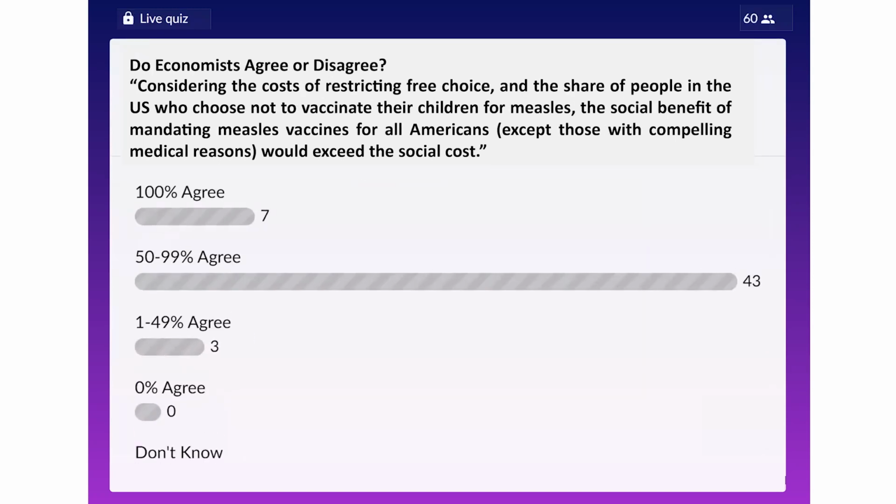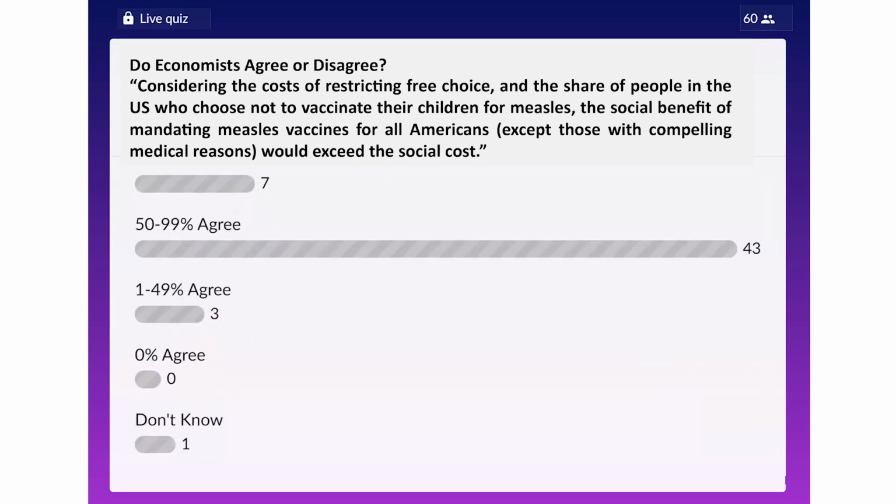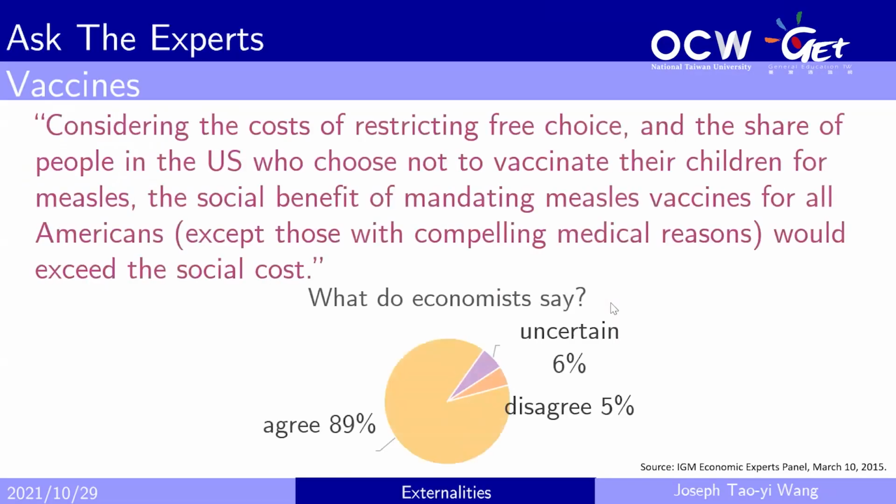Okay, so let's look at your answers. So 7 of you say 100%, 43 of you say 50 to 99%, 3 say less than 50%. It's okay to say don't know, but the answer is between 50 to 99%. Let's look at the survey result. So 89% agree with this statement, that the social benefit of mandating measles vaccines exceeds the social cost, but there's still 6% unsure, 5% disagree.